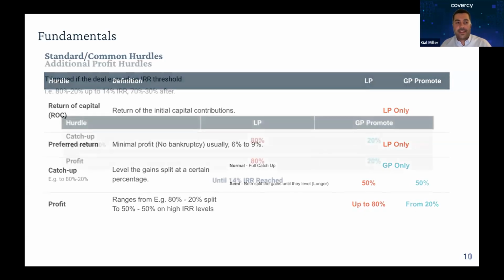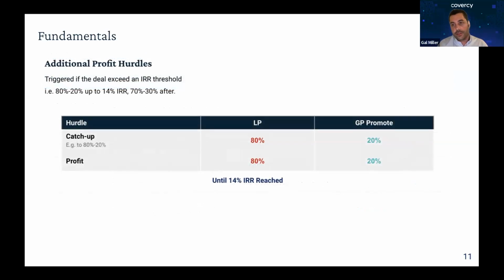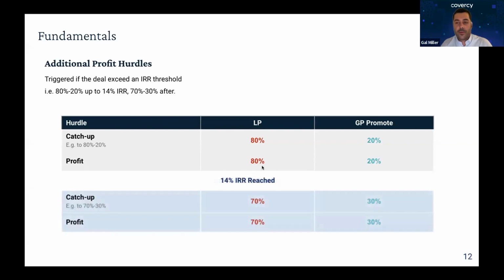Now, we can also add additional hurdles to the waterfall, and I think this is in the GP's interest. So if the deal performs really well, it's fair that the GP will receive a higher cut of the distributions. So in this example, we have a catch-up hurdle that is 80-20, followed by a profit hurdle that is also 80-20. But once we cross a 14% IRR rate, then we add another catch-up hurdle for 70-30 and a profit of 70-30.